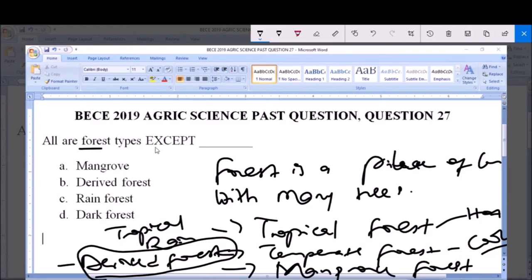A here says mangrove forest. Yes, mangrove forest is a type of forest. B says derived forest. Yes, derived forest is a type of forest. C says rainforest. Like I told you, tropical rainforest is a type of forest. And D says dark forest. No, there's no forest known as dark forest. Therefore, option D will be our answer, because dark forest is not a type of forest.